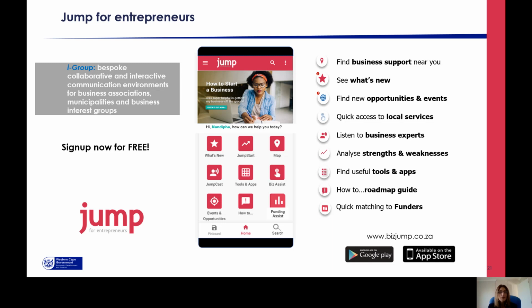There's also a new functionality coming soon, so have a look out for that with one of our partners, Santam, and that's all around financial wellness and proper business financial planning, so that you can cover those risks in your business. You can access Jump through bizjump.co.za or through the app stores, Google Play or your Apple App Store, and download it from there. You'll also receive notifications, so that's a good way to know what new resources or new opportunities are available on the platform. So have a look out for that.